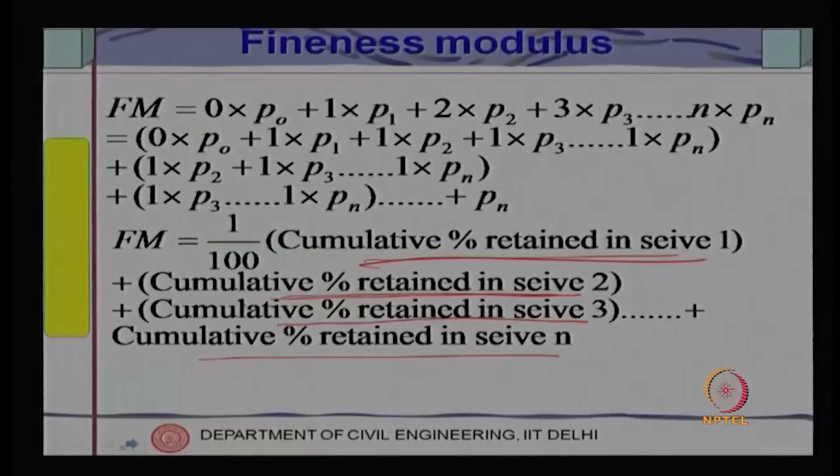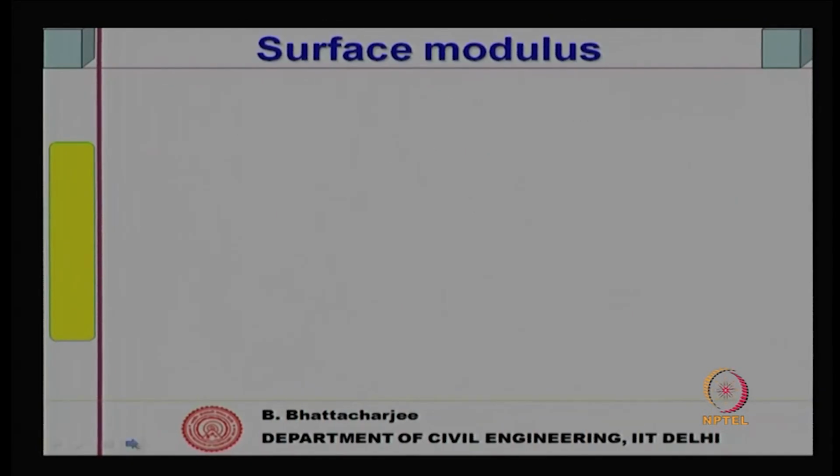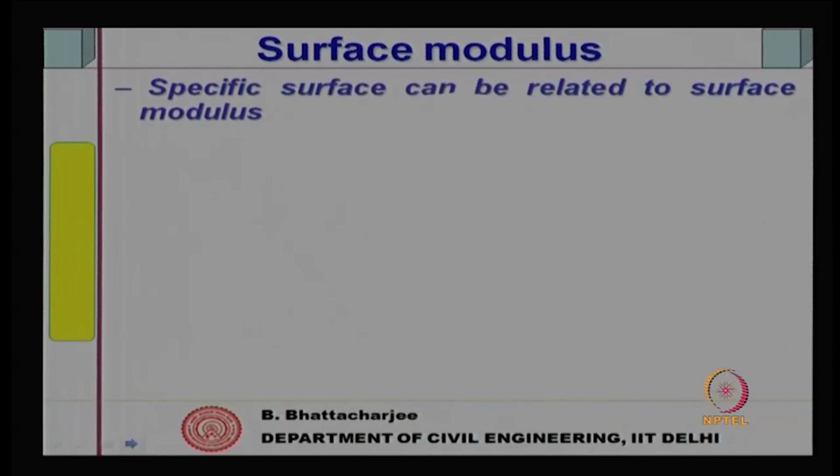So, therefore, this is nothing but the sum total of cumulative percentage retained in all the sieves, divided by 100, because these are in percentage, and that will give you the fineness modulus. So, from the definition, fineness modulus can be derived in this manner. We calculate fineness modulus on the basis of cumulative percentage retained on all the sieves.